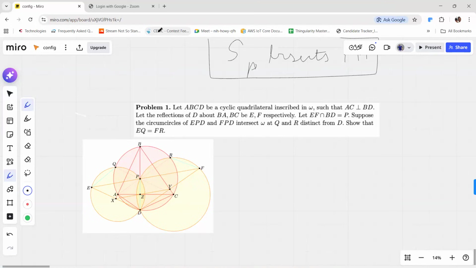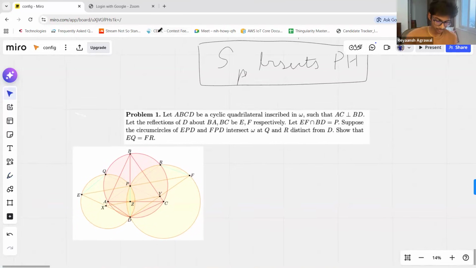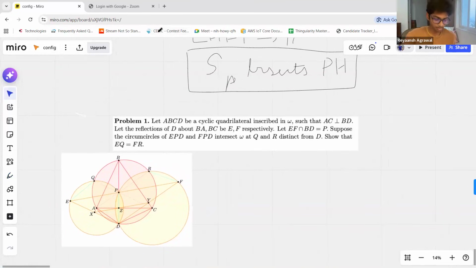I said PZ is equal to ZD. Yes, sure. But let us try to prove something before that. That's true. Can we try and prove something before that? Keep what we just proved in mind.